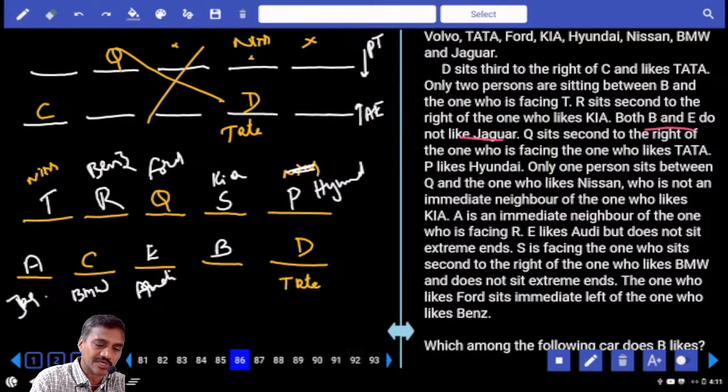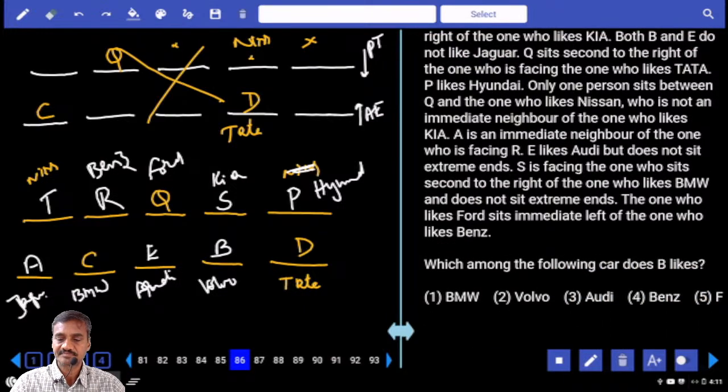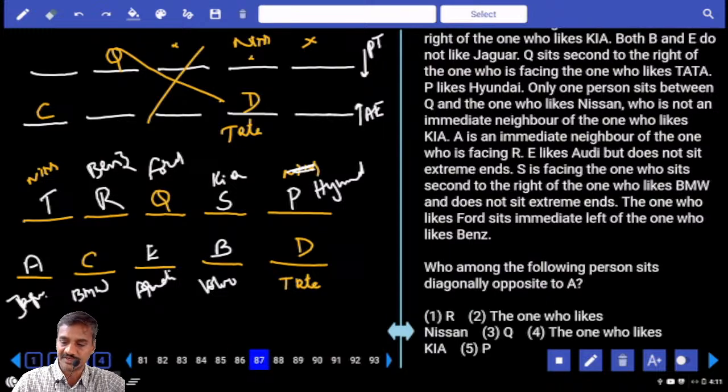Now if A likes Jaguar, BMW, RE, Tata, Hyundai, Kia, Ford, Benz and Nissan, then what is left over here? Volkswagen or Volvo? Now Volvo is here. Then which among the following cars does B like? Now B likes Volvo, choice 2, question number 86.